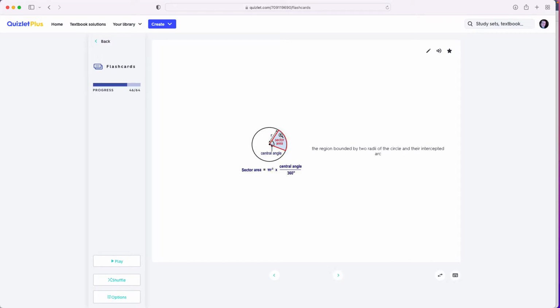Now the region bounded by 2 radii is called the sector. So this is a sector, but this is also a sector. The interior angle, we're going to do that next, that is the central angle. So it's a central angle because it goes to the center point of the circle.